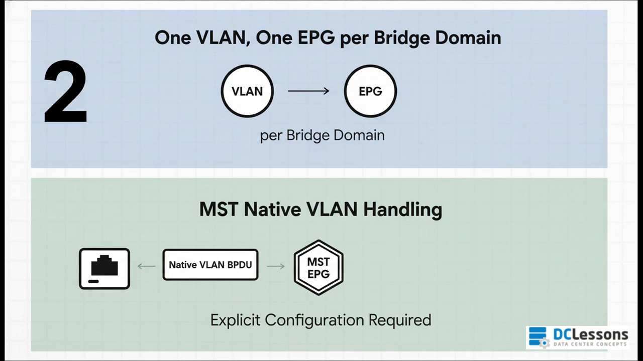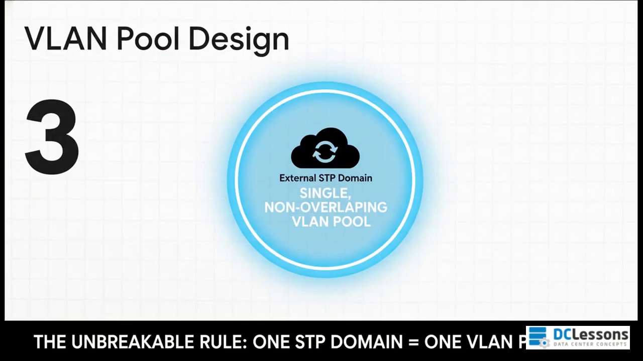Second, spanning tree. Remember, ACI will forward the BPDUs for you, but only if you configure it correctly. Stick to that golden rule: one access VLAN, one EPG per bridge domain. And if you're dealing with MST, don't forget you have to explicitly account for those untagged native VLAN BPDUs. And last, but honestly, the most important of all, your VLAN pool design is everything. It will literally make or break your spanning tree integration. One single, non-overlapping VLAN pool for each external STP domain. That is the unbreakable rule for a stable network.